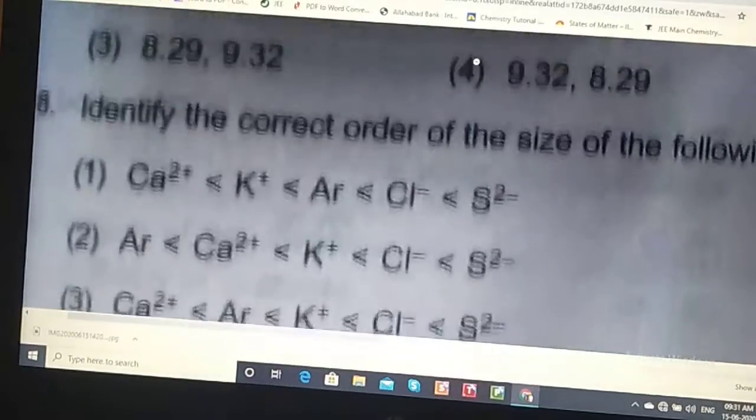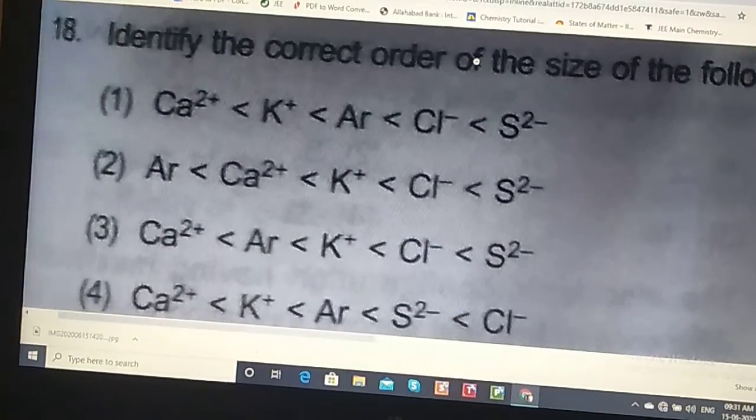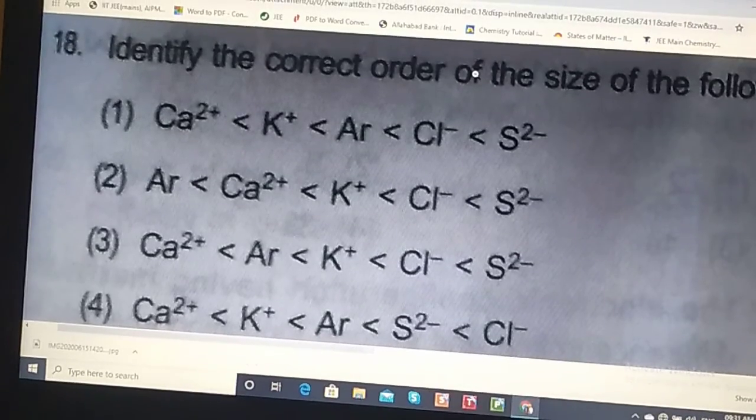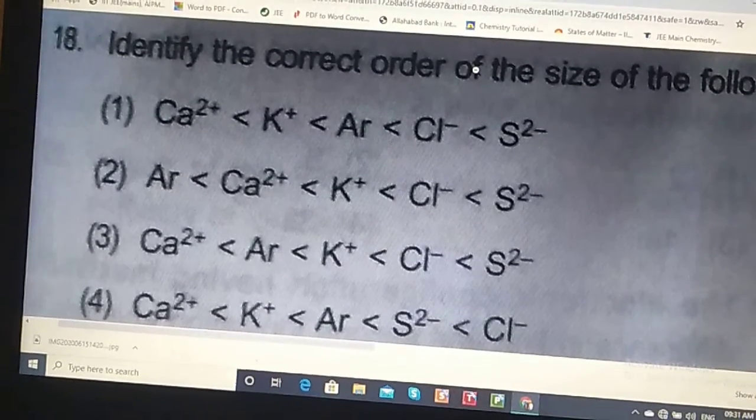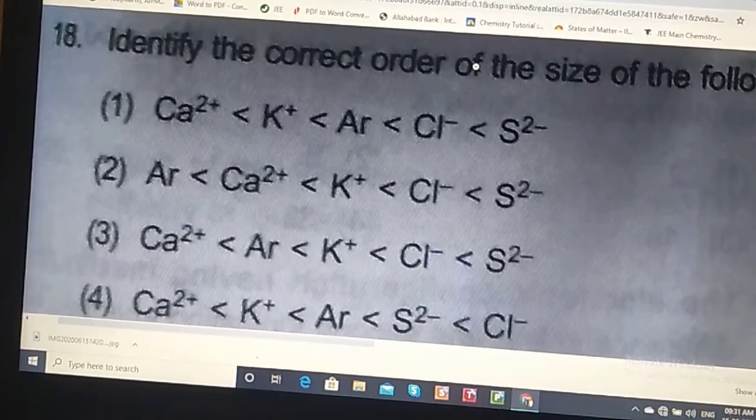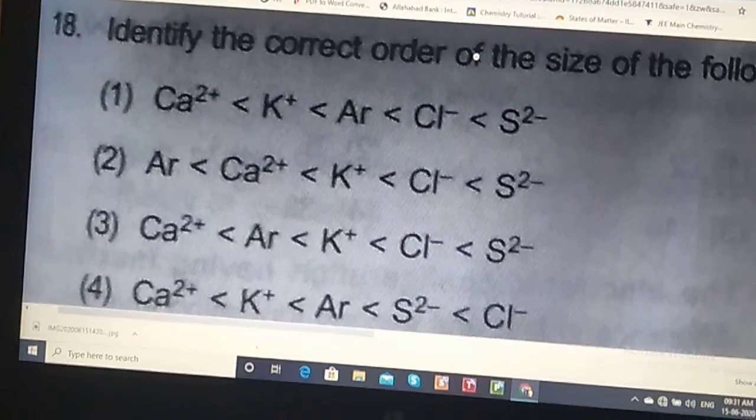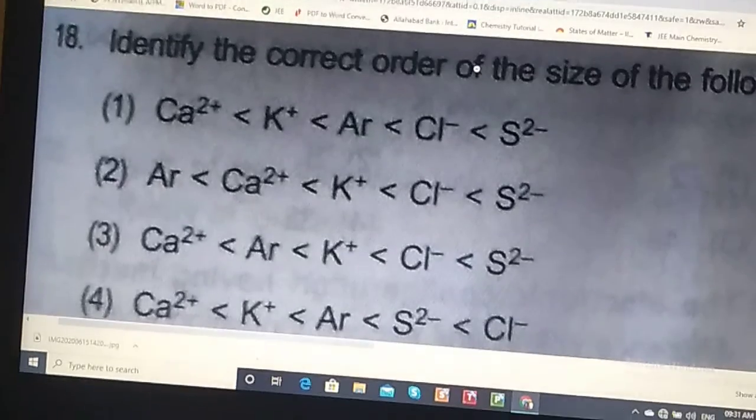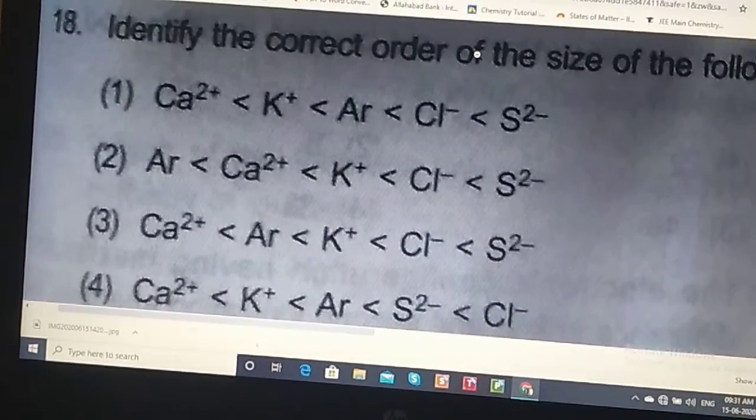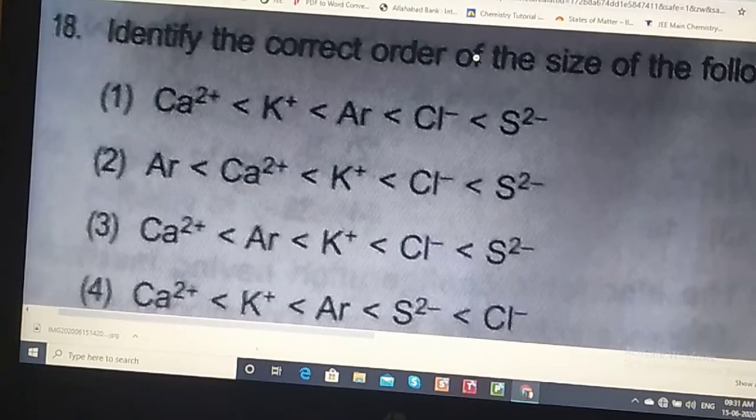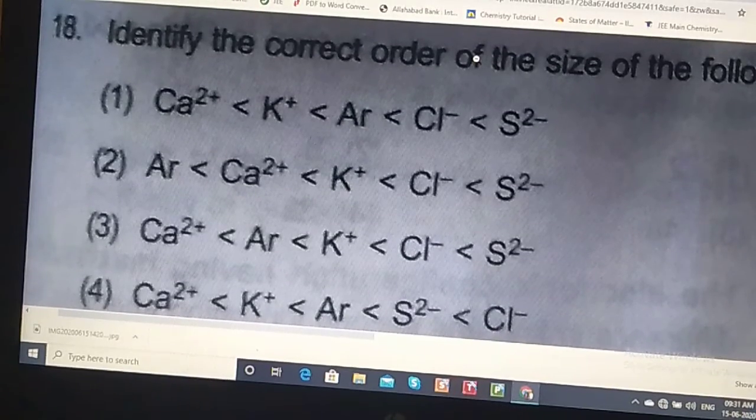Now let us move to question number 18. Student, what are they saying? Identify the correct order of ionic size. Okay, the correct order of the size. So when you go down the group, student, the ionic size is increasing. Here, if you see the options, they have given calcium 2+, potassium, argon, chlorine, sulfur.